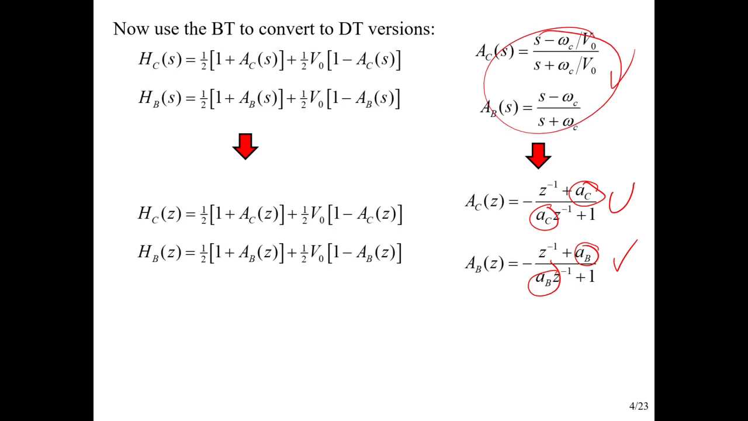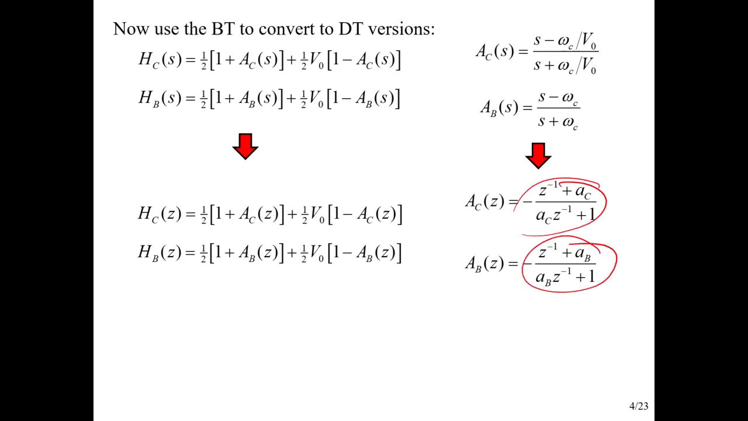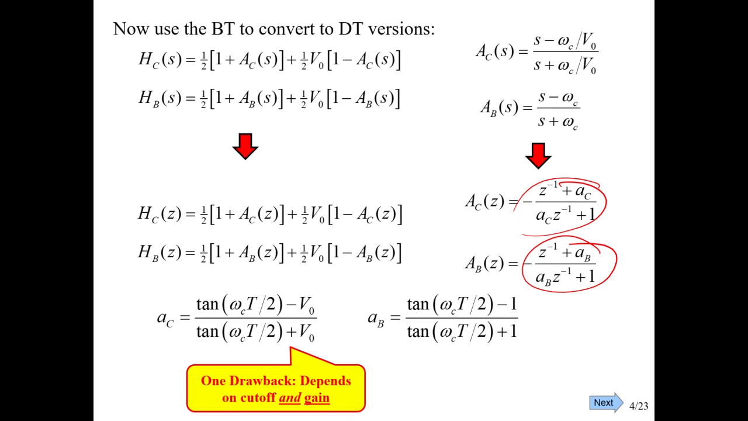Mirrored zeros, reciprocated zeros. And so now we just have to figure out how to make the A sub C for the cut case and how to make the A sub B for the boost case. And if you work through the application of the bilinear transform, just a little bit of algebra, you'll find out that they turn out to be these two things. So they look very similar. The only difference is what goes here. Everything else is the same.